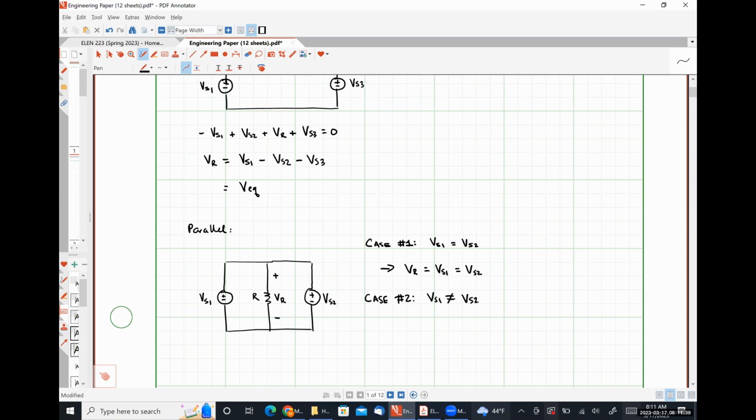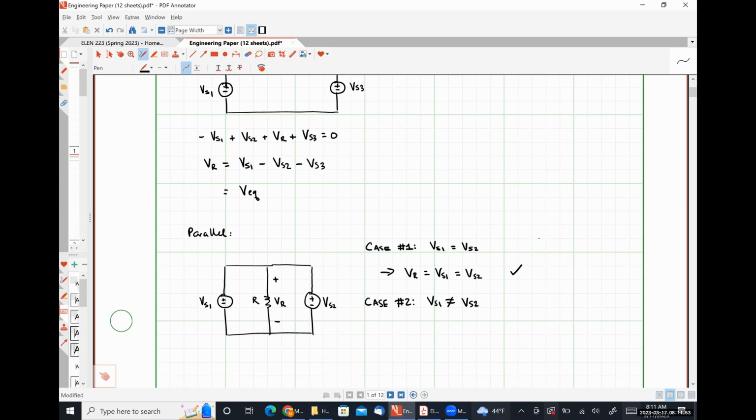And there's going to be a small voltage drop across the wire, and that voltage drop will be whatever the difference of the two voltage sources is, okay? So just to reiterate, this case, perfectly okay. This case, bad, okay?